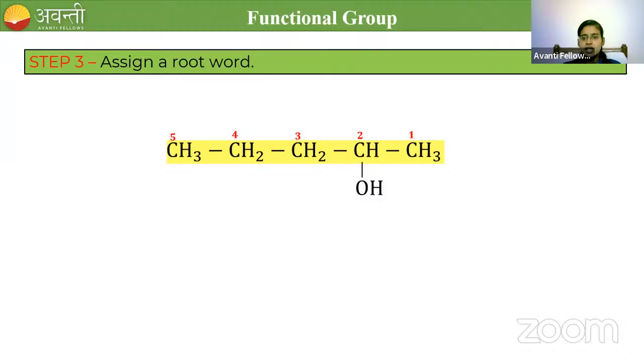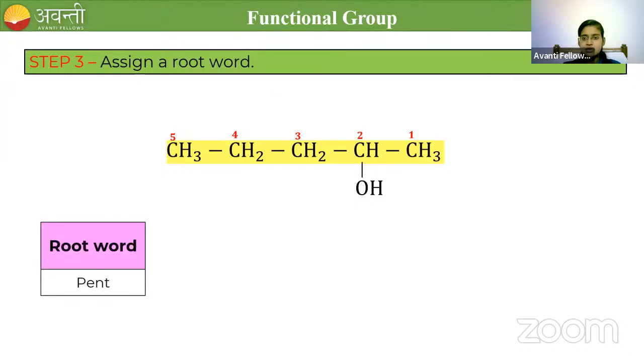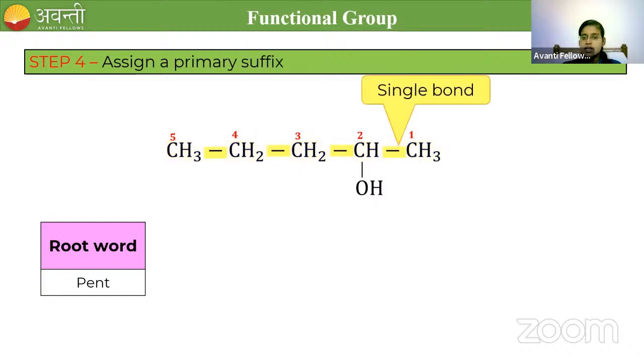What is the root word that you have to use? Yeah, very good. 5 carbon means the root word is pent. And the parent chain, the straight chain, has only carbon-carbon single bonds.